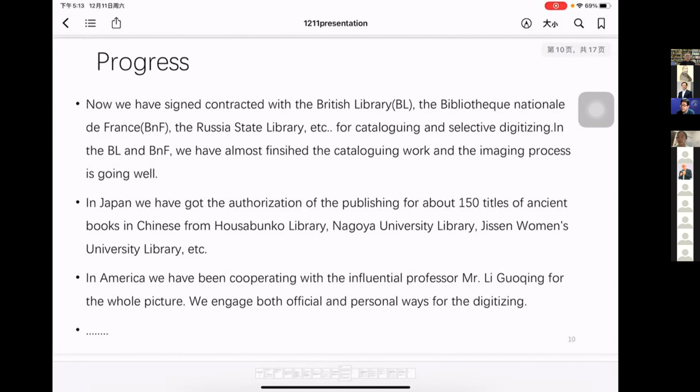In Japan, we have got the authorization of publishing for about 150 titles of ancient books in Chinese from Hosa Bunko Library, Nagoya University Library, Jissen Women's University Library, etc. In America, we have been cooperating with the influential professor, Mr. Li Guoqing, for the whole picture. We engage both official and personal ways for the digitizing.